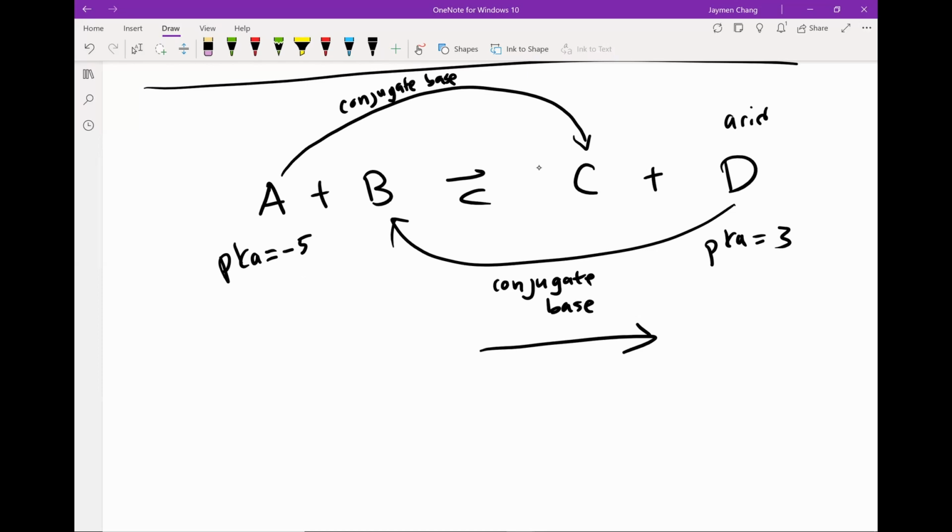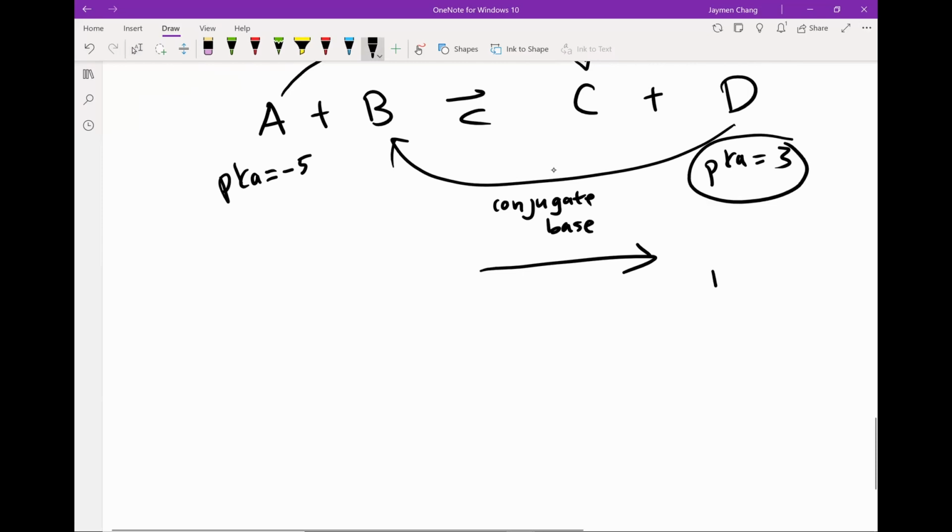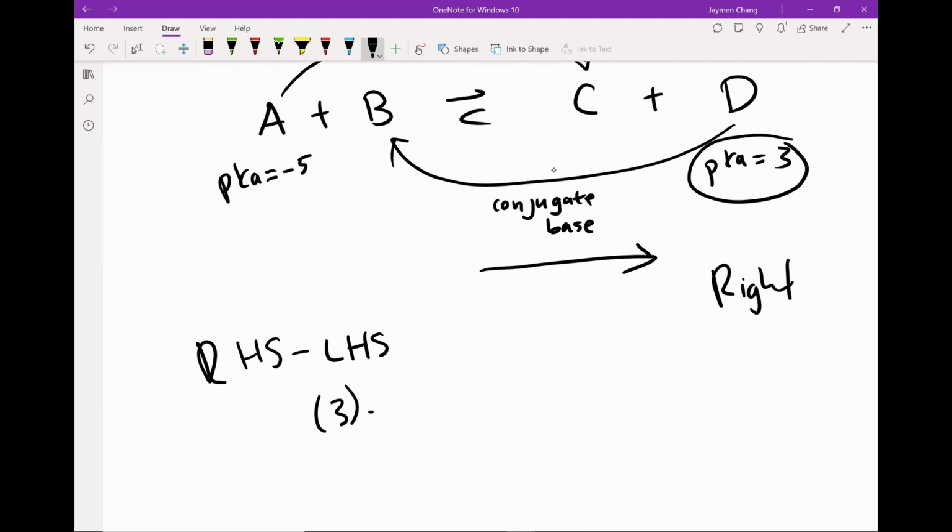Now, there is a cool quick trick I like to do, which is to take the right side pKa, notice how this is right, and we'll take the right-hand side and subtract the left-hand side. If it's positive, it'll lie to the products. If it's negative, it'll lie to the reactants. So in this case, we take 3 minus -5, which is equal to 8. And 8 is a positive number, so it's going to lie to the products.